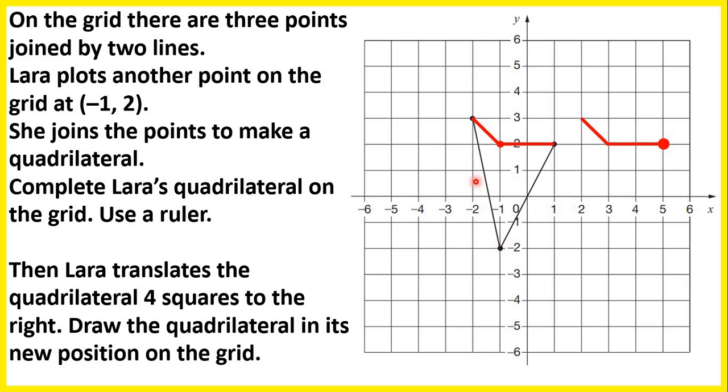To get to this point here, we could go down 5 and across 1, or we could just count 4 to the right from this point. So that's 1, 2, 3, 4, and then we can join up our points, and we've translated the quadrilateral.